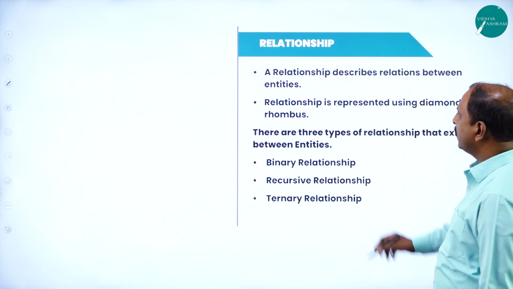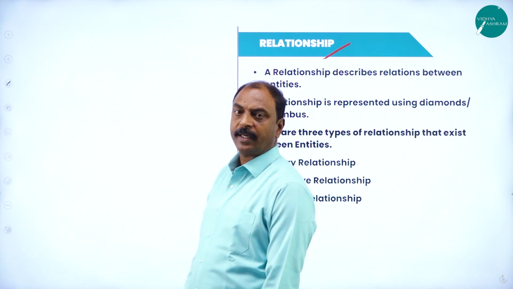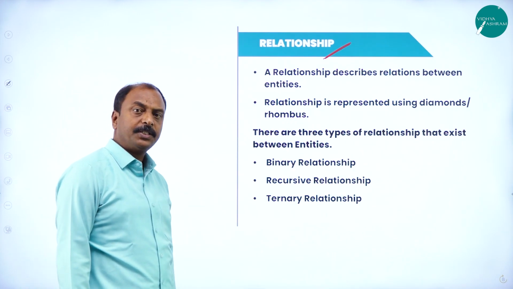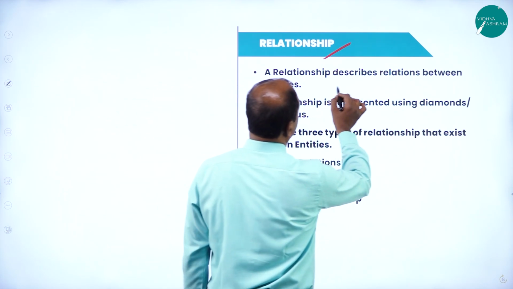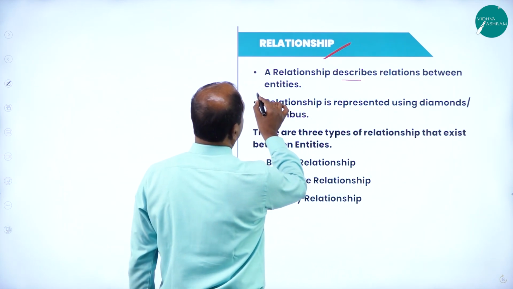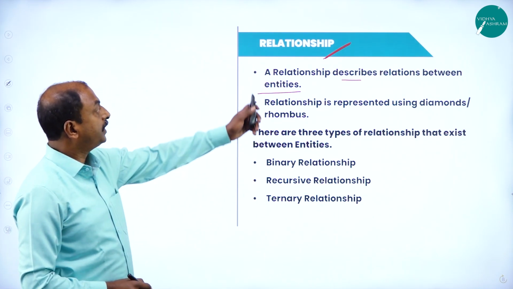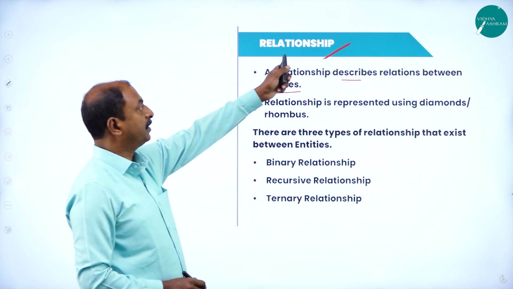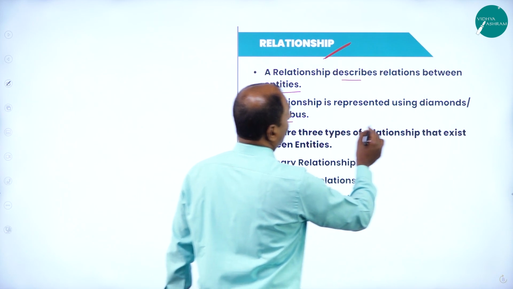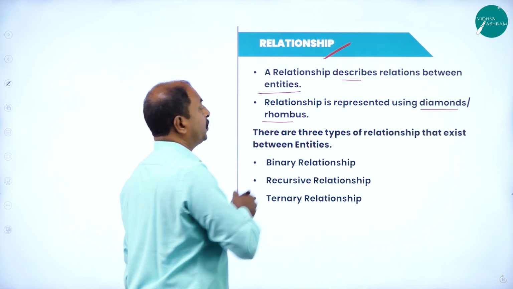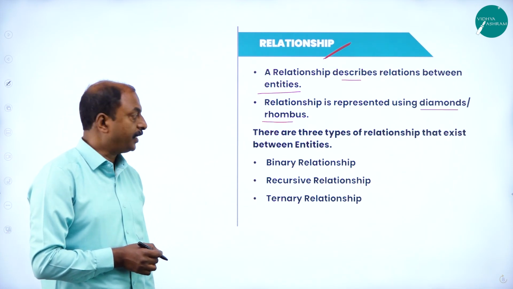In the next slide, you see relationship. What we have seen now is the ER diagram, that is, entity relationship diagram. So what is a relationship? It describes the relation between two entities. Now you know what an entity is. So a relationship between two entities is nothing but a relationship. It is represented using a diamond or rhombus. This is a geometrical shape we use to represent the relationship between two entities.